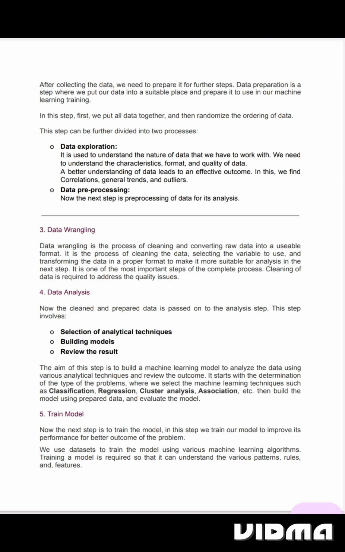5. Train model. Now the next step is to train the model. In this step we train our model to improve its performance for a better outcome of the problem. We use datasets to train the model, using various machine learning algorithms. Training a model is required so that it can understand the various patterns, rules, and features.